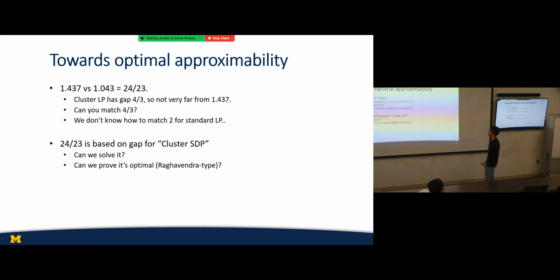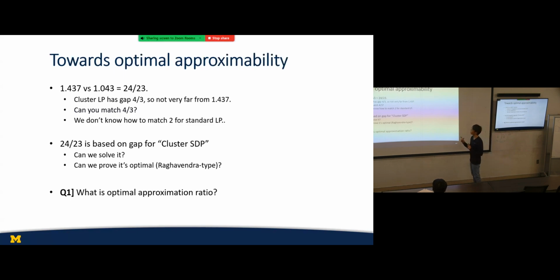And then the hardness results from 24, 23, 20 are based, morally, on the gap for the cluster LP. The cluster LP gives you one number for each cluster. Perhaps one can think about a cluster SDP where you give one vector to each cluster. But then the question is, can you solve it, or can you prove that it's optimal? So the first open question is, what's the approximation factor for this problem?